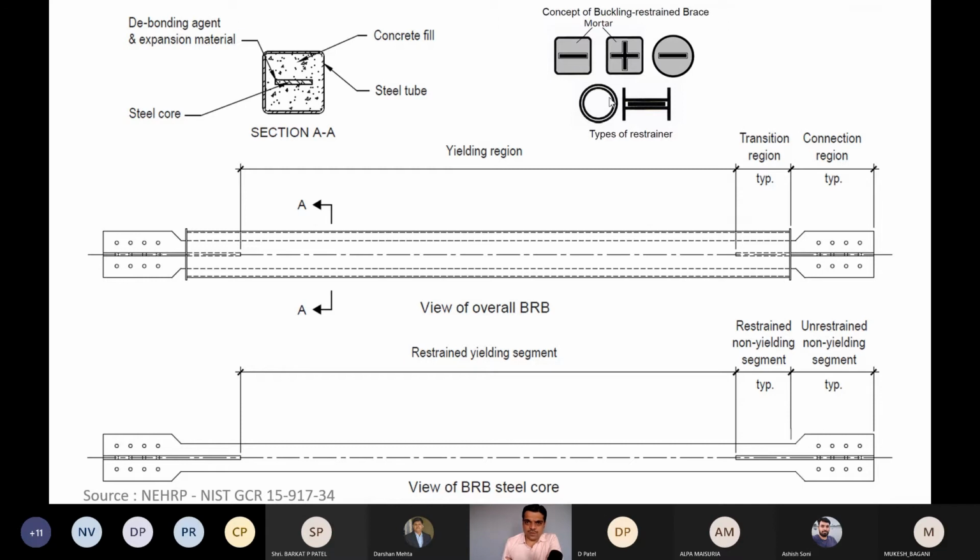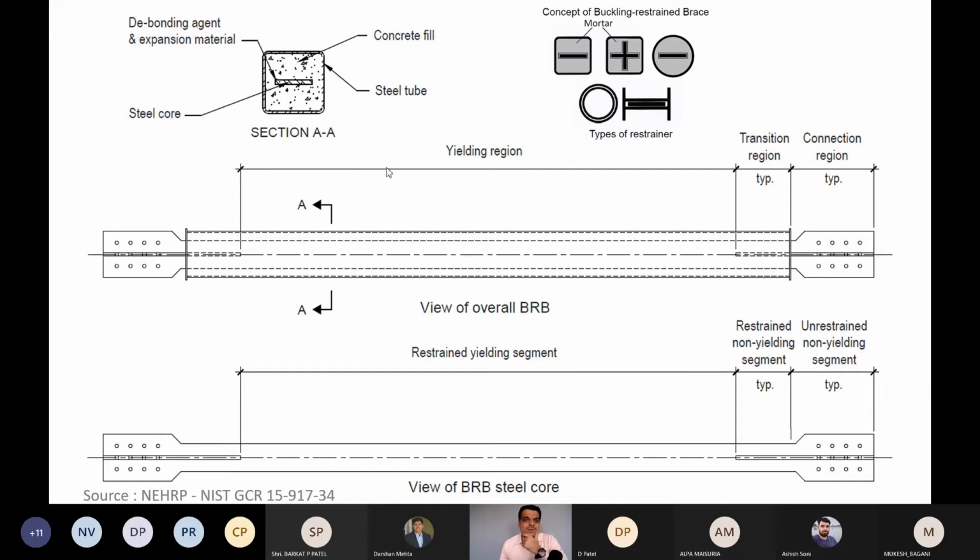And a couple of other types of BRB we can see are where we can see the types of restrainer. These two are completely steel BRBs. So this is one circular steel section, and in that steel section one more steel tube is inserted. So the steel core is of a circular type, and here we can see the steel core is placed in these steel members.